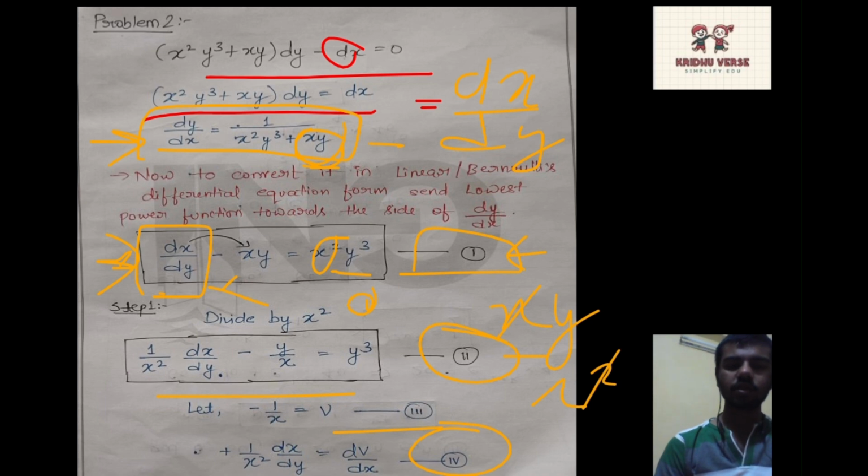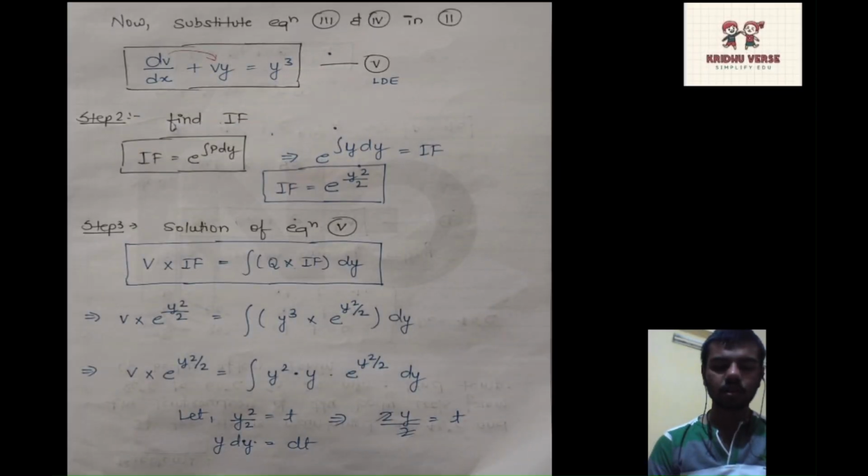Normally we differentiated once again in equation number 3 to get db over dx. So this should become 1 by x square dx over dy. That is matching our equation number 2, this dx over dy. Okay. Now the values of equation number 3 and 4 we are keeping in equation number 2.